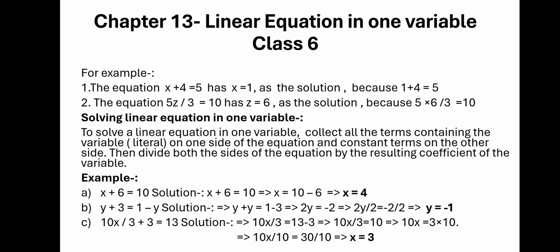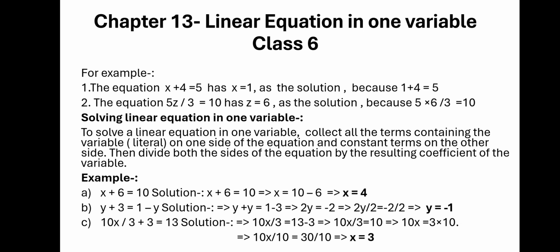y plus 3 equal to 1 minus y. So the left hand side is y plus 3 and the right hand side is 1 minus y. So we have to gather all the variables on one side. So the solution will be, it implies y plus y, because on the other side, that is in the right hand side, there is negative y. So when it comes to the left hand side, it will be positive y.